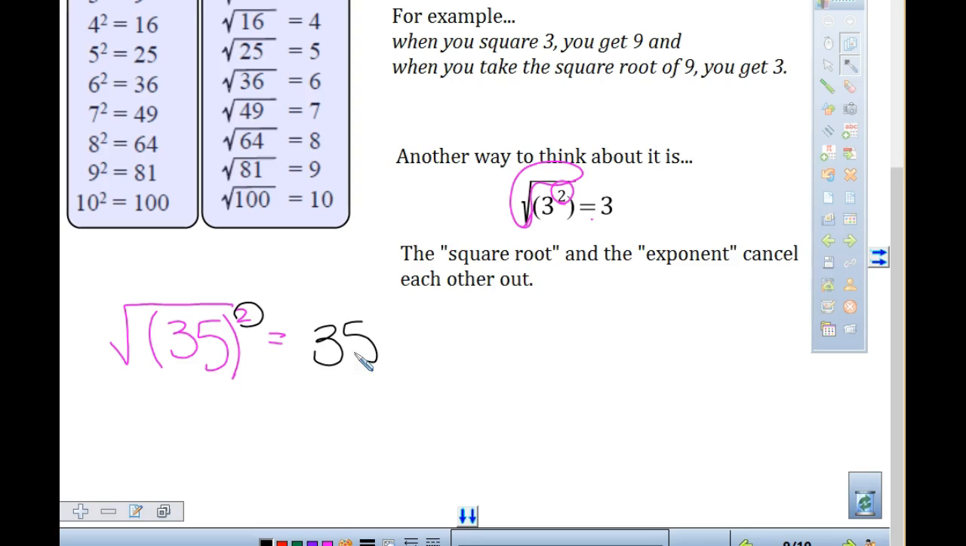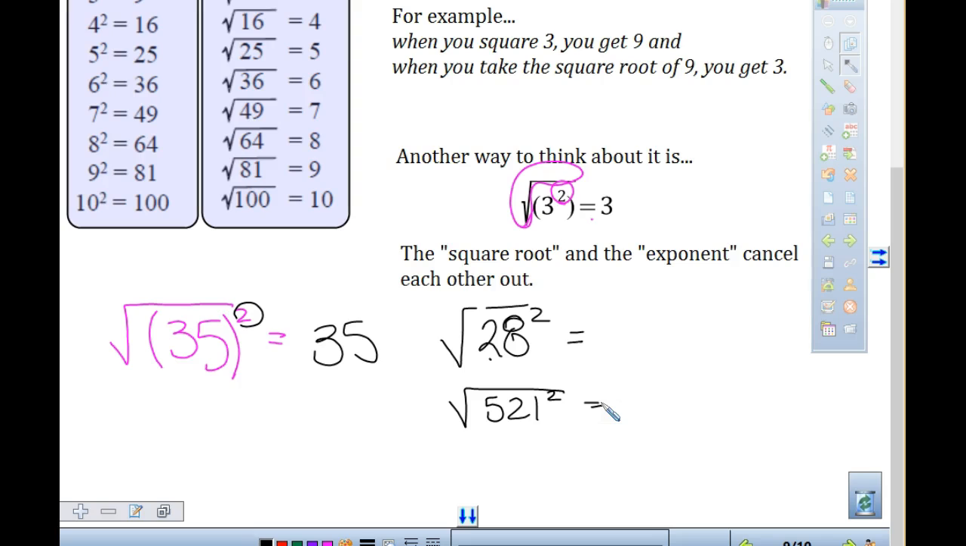I don't have to use my calculator. I don't have to think about it. The square root of 35 squared equals 35. So I want you to do a couple more. I want you to do the square root of 28 squared. I want you to do the square root of 521 squared.